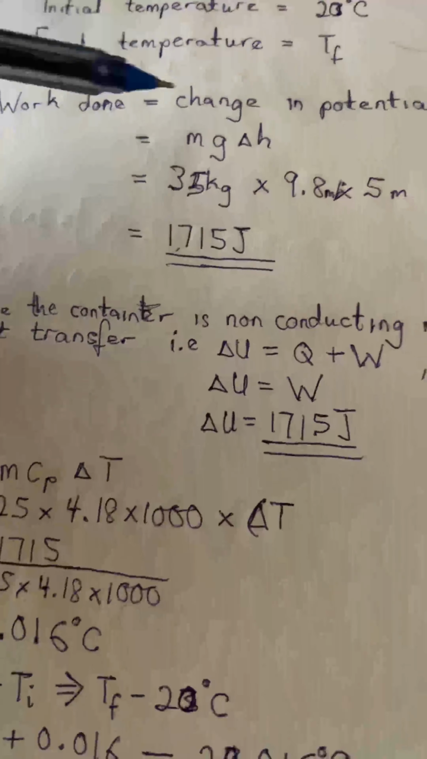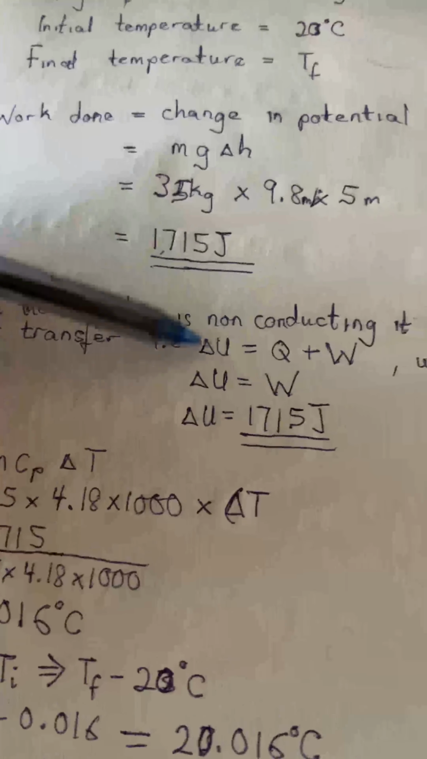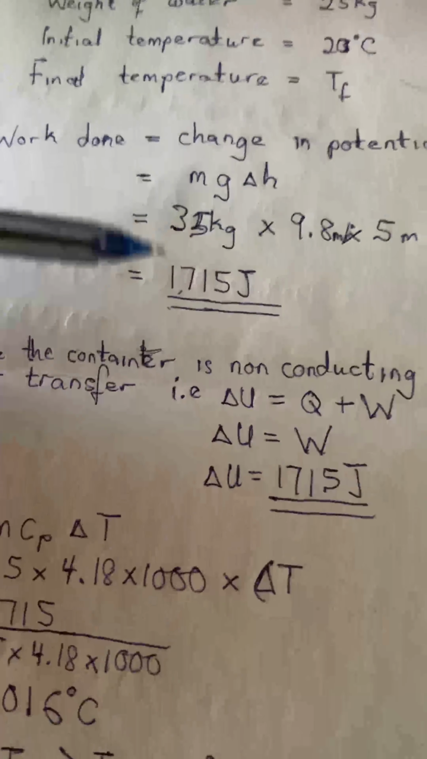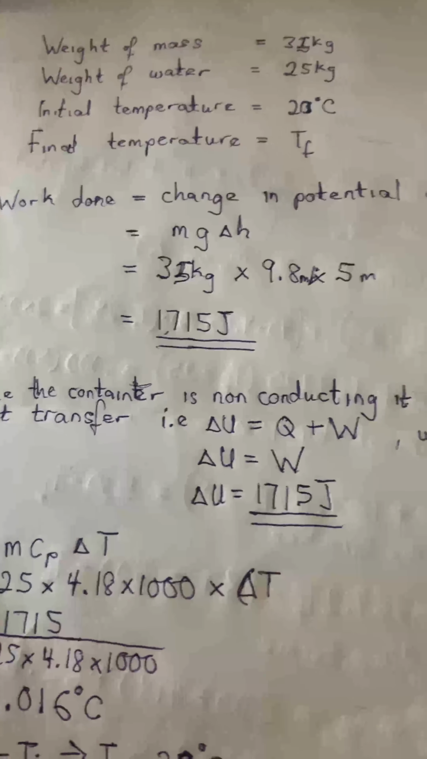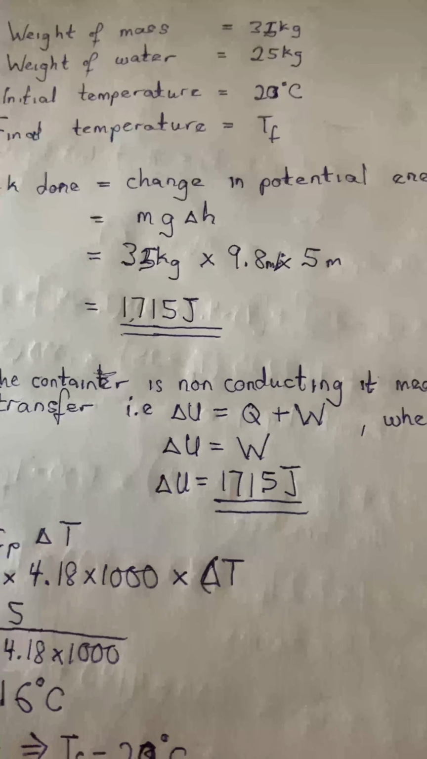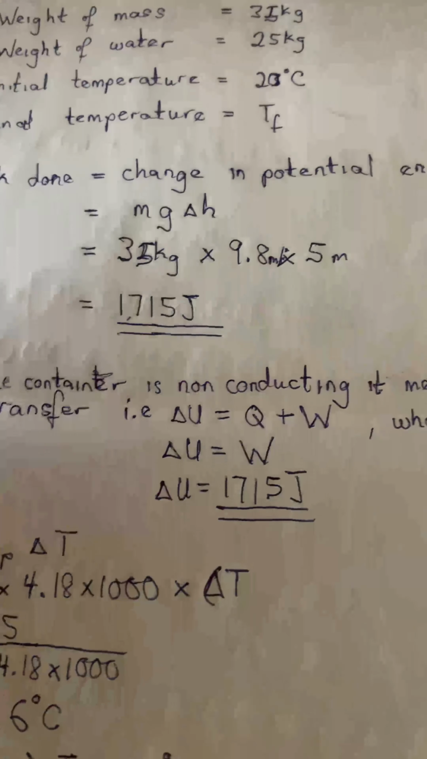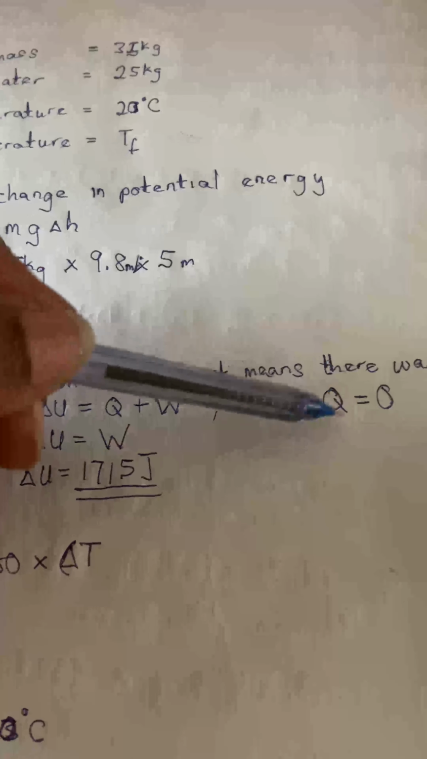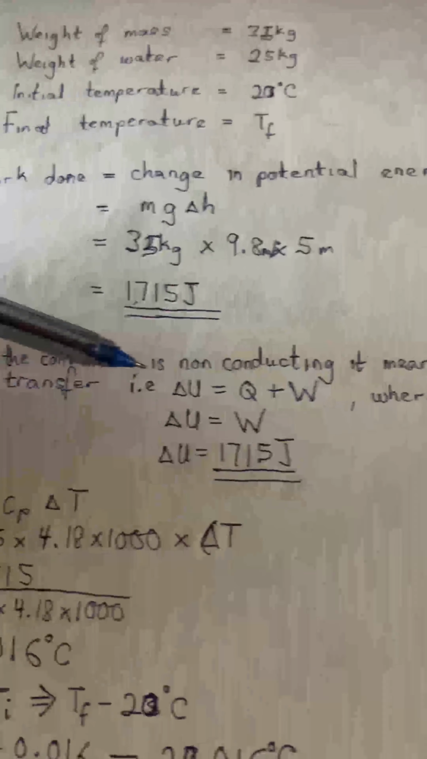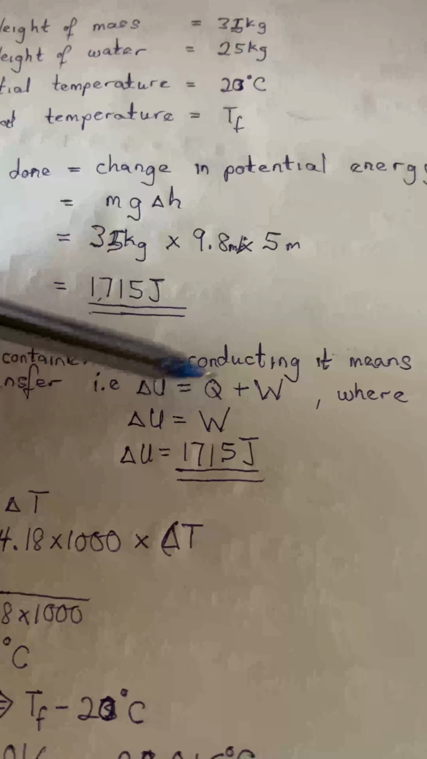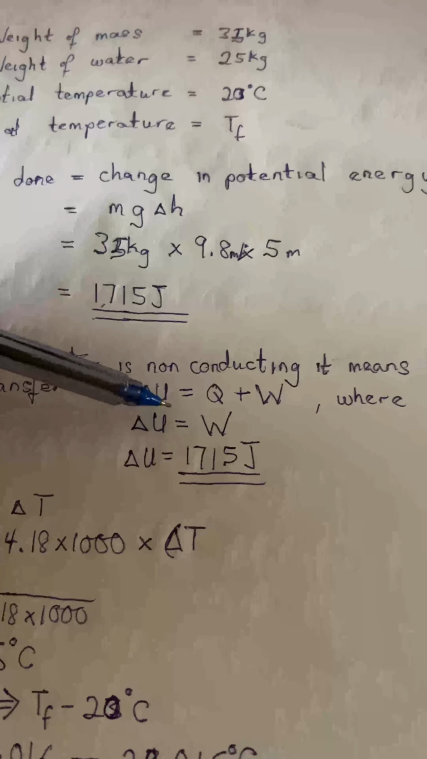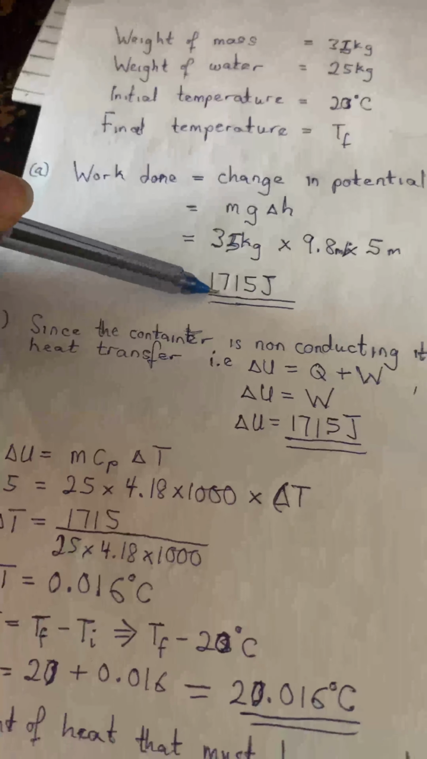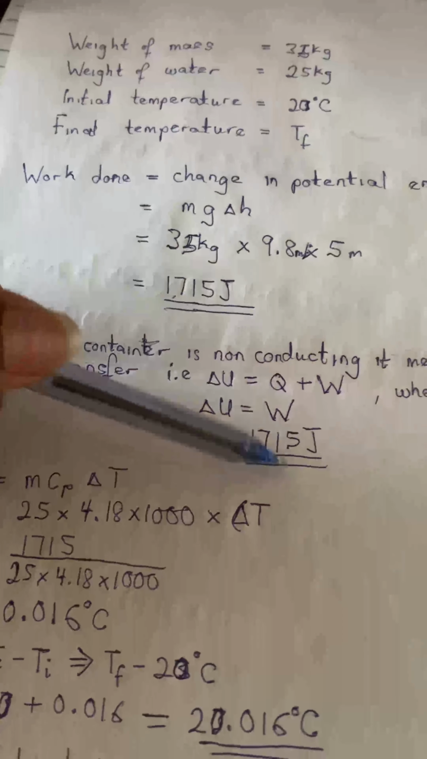And the B says the thermal energy change of the water. From the first law of thermodynamics, change in thermal energy is equal to heat plus the work done. But since the boundary is adiabatic, that means it's not conducting, there will be no transfer of heat. That means the heat, which is Q, will be equal to 0. And so in that case, if Q is 0, the change in thermal energy is only equal to work done. So change in thermal energy will also be the same as 1715 joules.